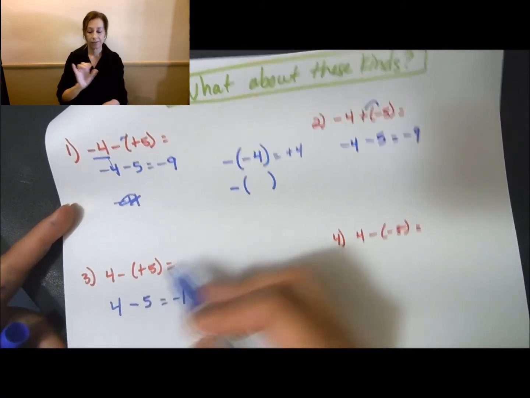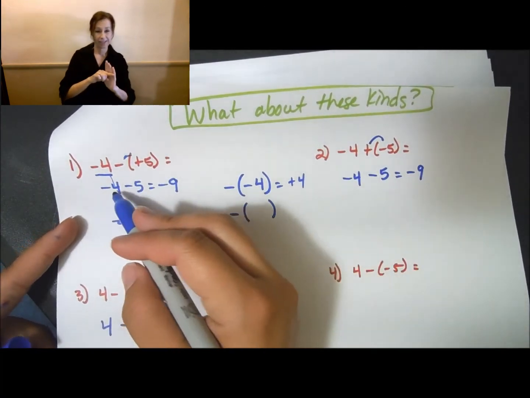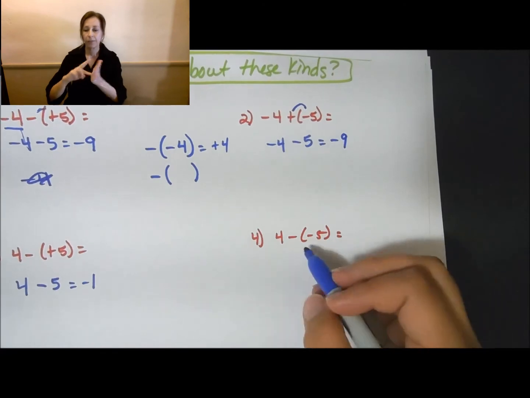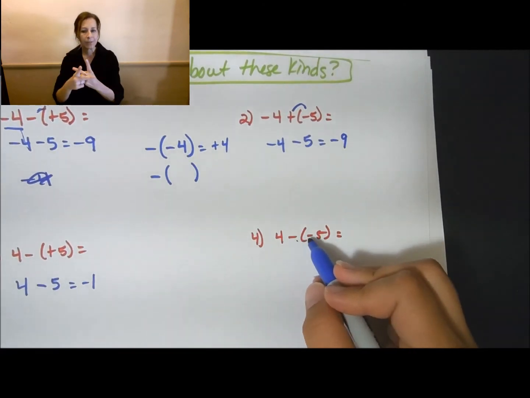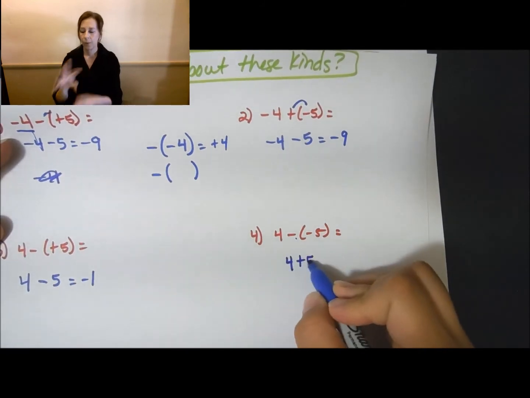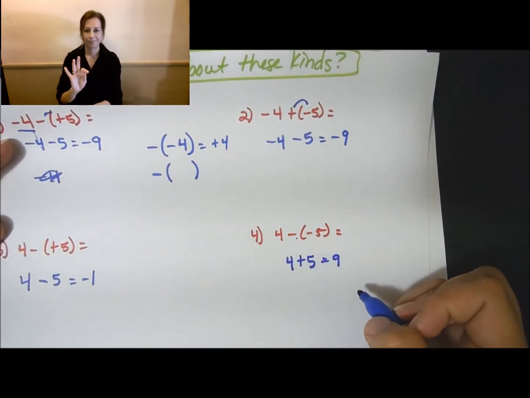This was a positive 4. This one was a negative. That one was also a negative. Let's look over here. The opposite of a negative is a positive, but if I multiply these, a negative times a negative makes a positive. So I get 4 plus 5, which equals 9.